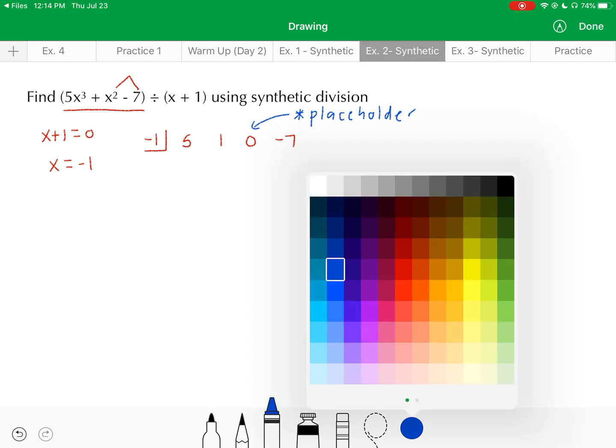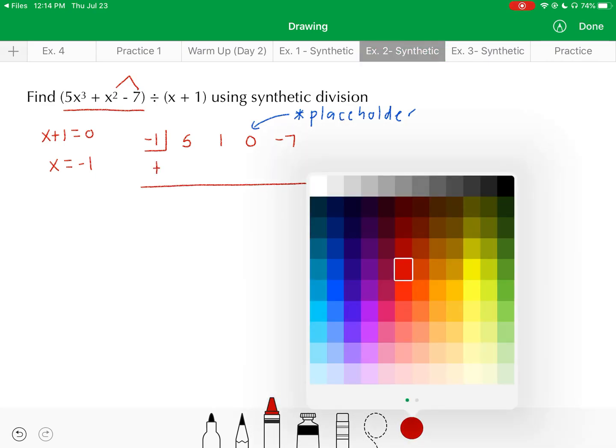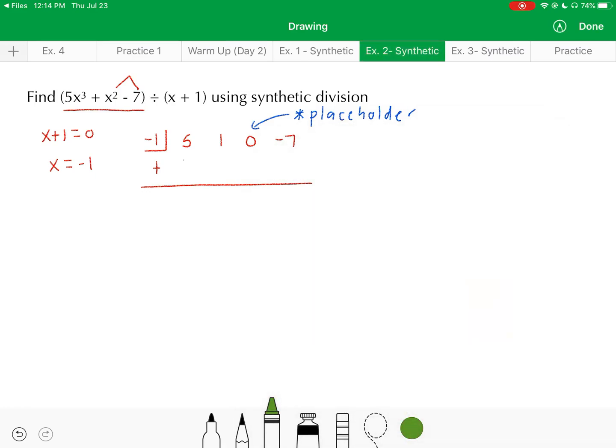Okay. Then we give a plus sign, long line, and now we start the process here. So bring the 5 down. 5 times the -1 in the box is -5. 1 plus -5 is -4. -4 times -1 from the box is 4. 0 plus 4 is 4.